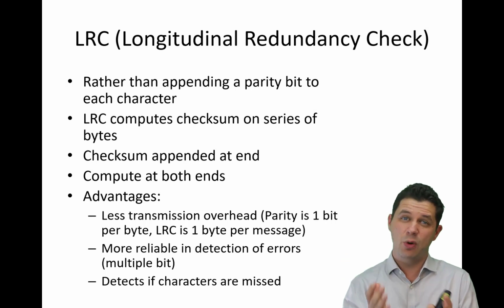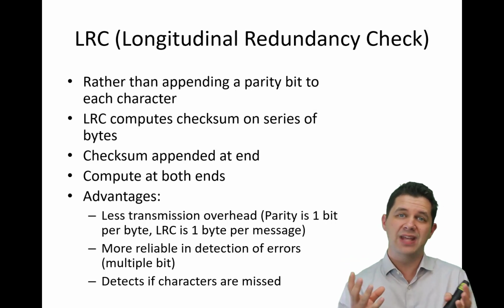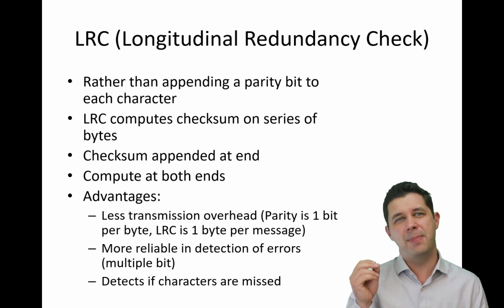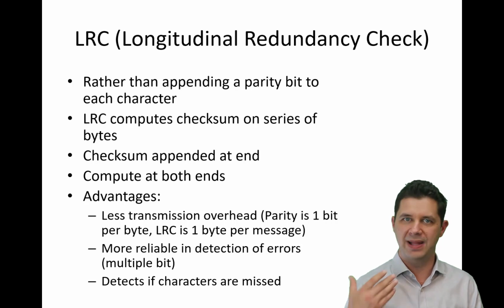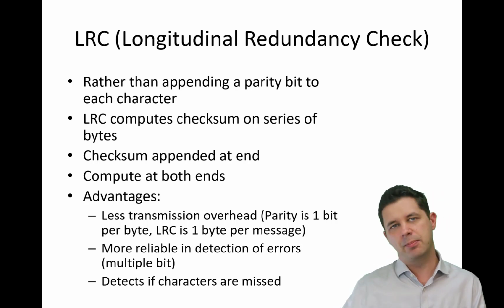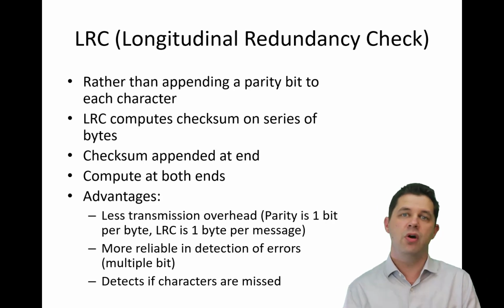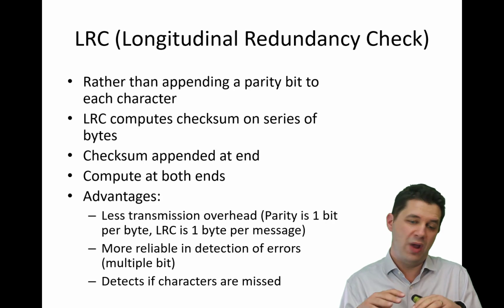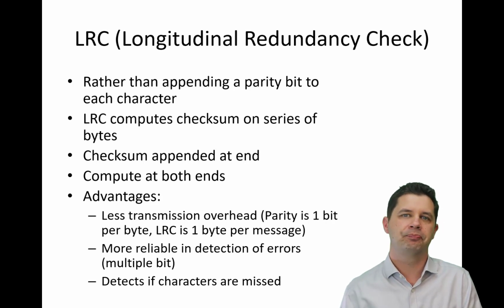Something quite small, and hence if we're dealing with a decent chunk of data, the overhead for appending this LRC is actually quite small compared to the overhead of appending parity. What we do, we compute the checksum at the sender, we compute the checksum at the receiver, and we make sure they match. If they don't match, something's gone wrong, either with the checksum or with the data somewhere, that there's been corruption in the data.